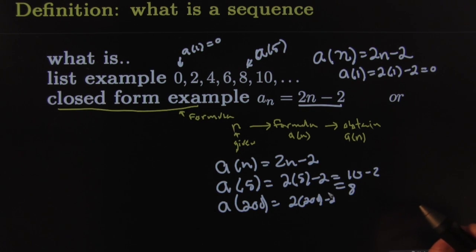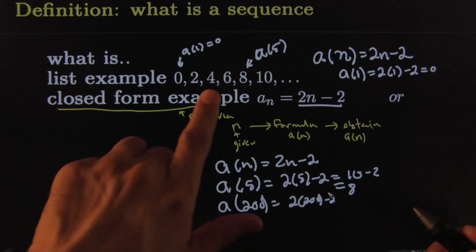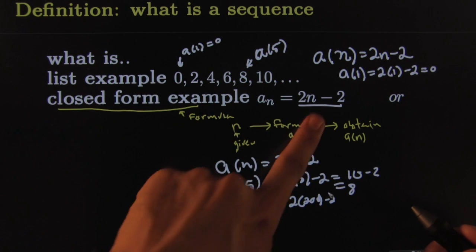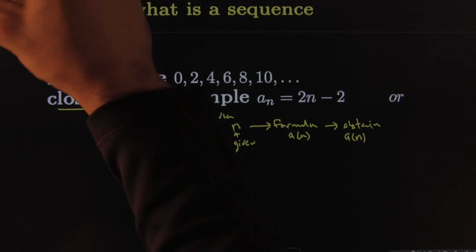Okay? That's not that bad, right? The closed form is really, really nice. You can generate the list yourself, or any item on there for that matter. You can get the 1000th term. Other ways to describe them would be something like this. Let me see.